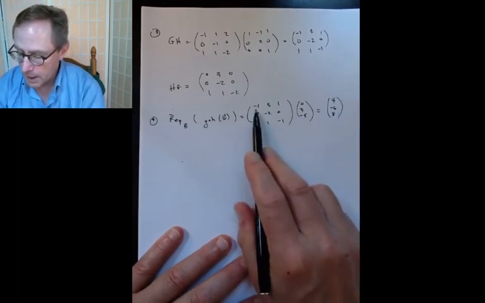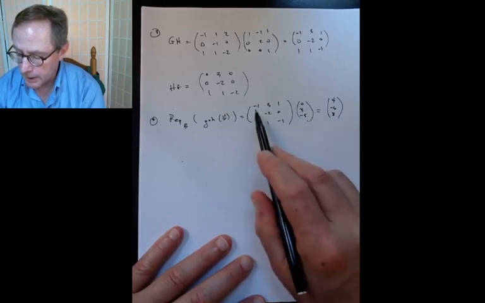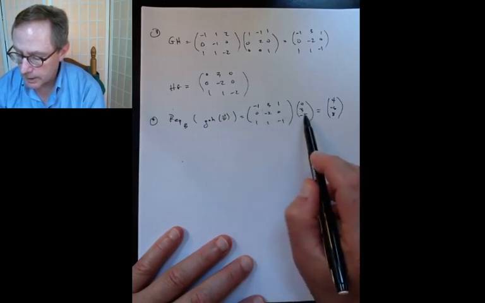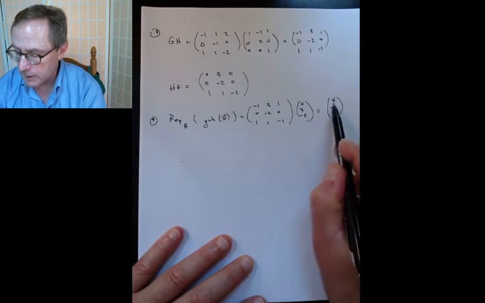So for example, minus 1, 3, 1 by 0, 3, minus 5. Minus 1 times 0. 3 times 3 makes 9. 1 times minus 5, and you do get the 4.